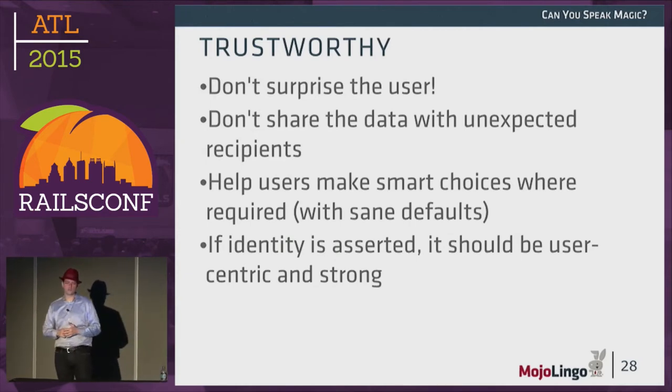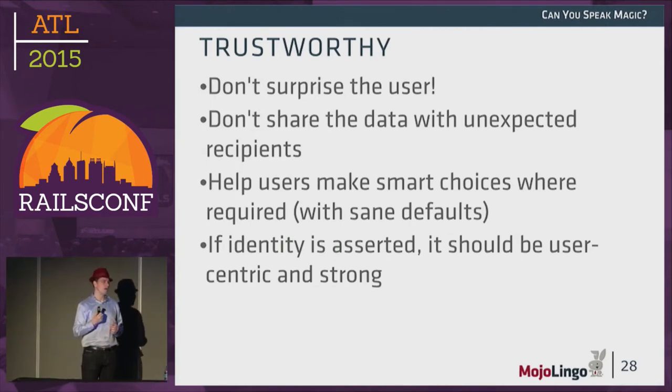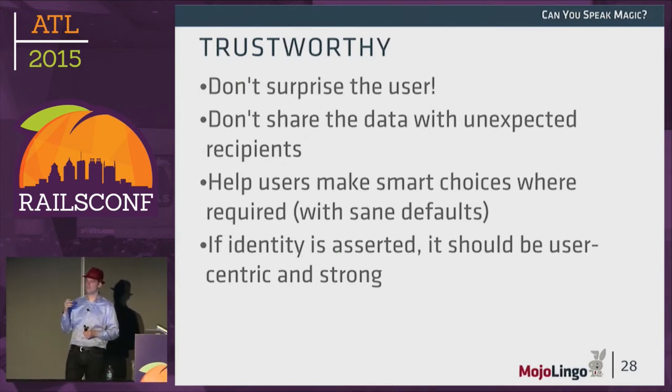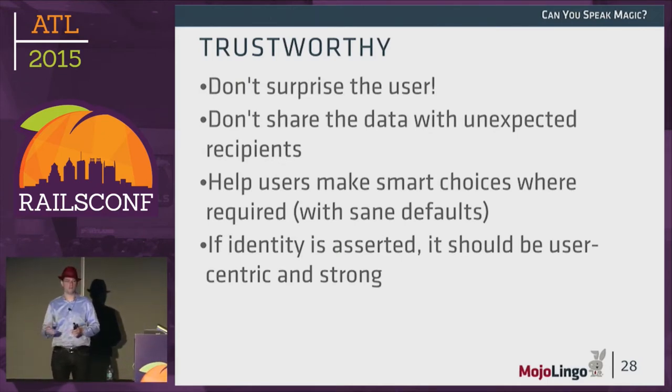Another item about trustworthiness is identity. Identity is an interesting thing. There are lots of applications that make their name based on anonymity, where there is no identity. That's an important use case.